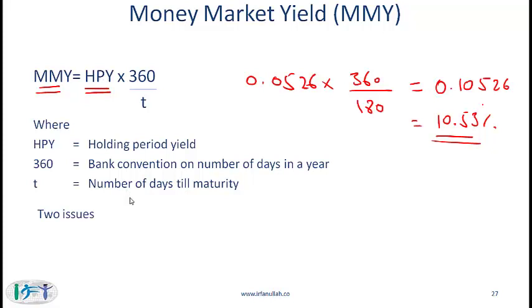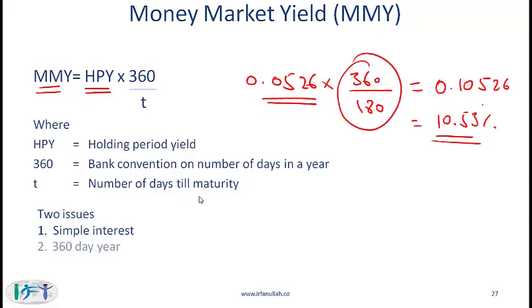With the money market yield, we only have 2 issues. The first one is simple interest, given that we have a holding period yield which is simply being multiplied by 2, and the second is that we use a 360-day year. The issue that we had with bank discount yield, where we divide by the face value rather than the investment amount, does not exist with the money market yield.